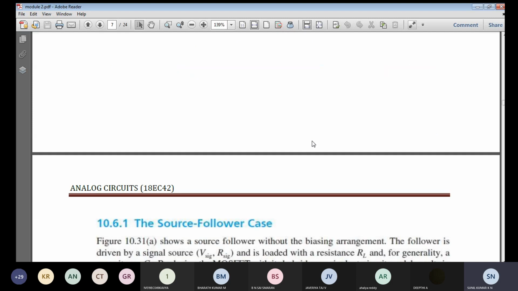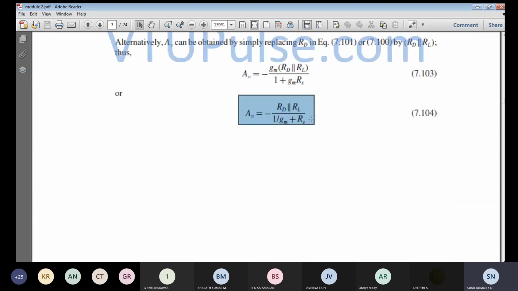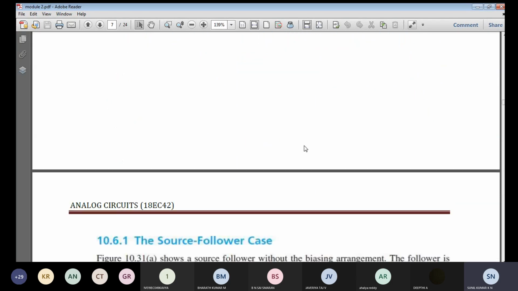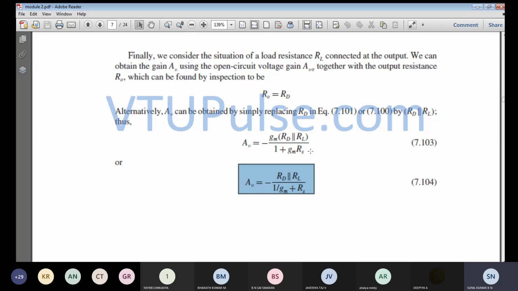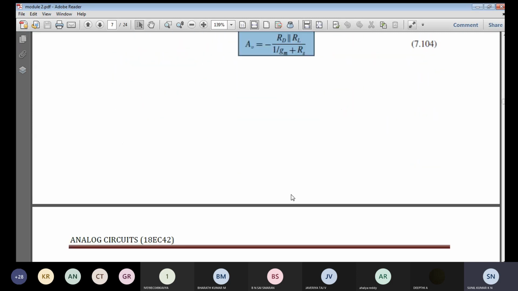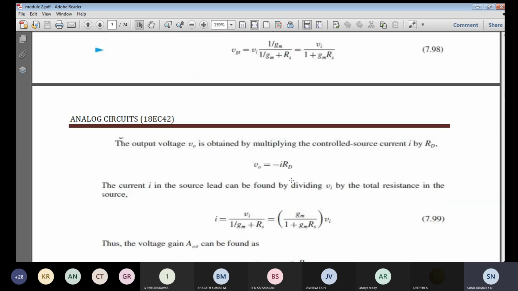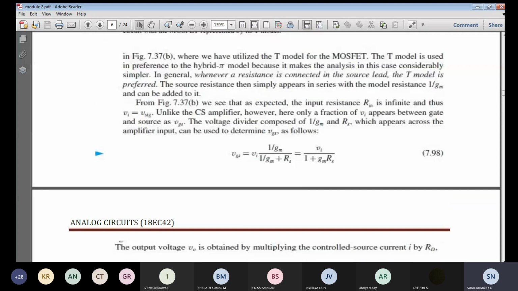So this is the open circuit voltage gain. Alternately, we can simplify RD parallel RL as a single resistance, and you will get this as the gain. This is how you find the analysis for the common source amplifier with source resistance in series. Any doubt? So this completes it. Tomorrow's class I will deal with the source follower case. As of now, common source with source resistance, if any doubt is there, you can ask.